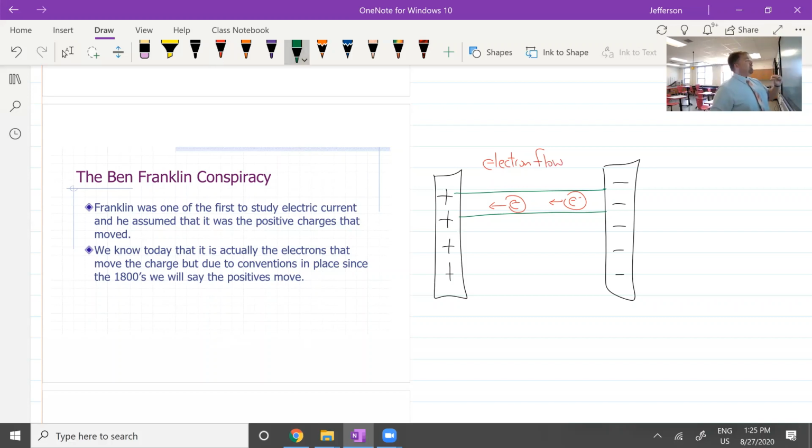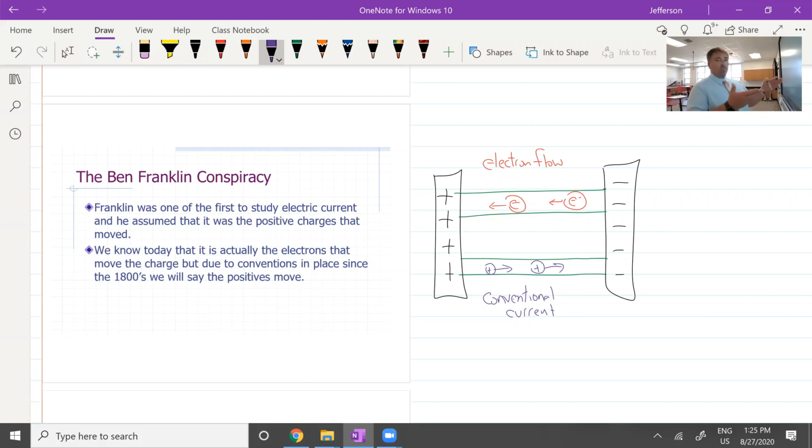Due to conventions of what Franklin said, though, here is my conductor coming back. Those were positives going this direction. This is what's known as conventional current, because that's our convention. The positive charges are the ones that are moving. Again, we know that this bottom one is wrong. In reality, it's backwards. But if you think about it, the end result is the same.